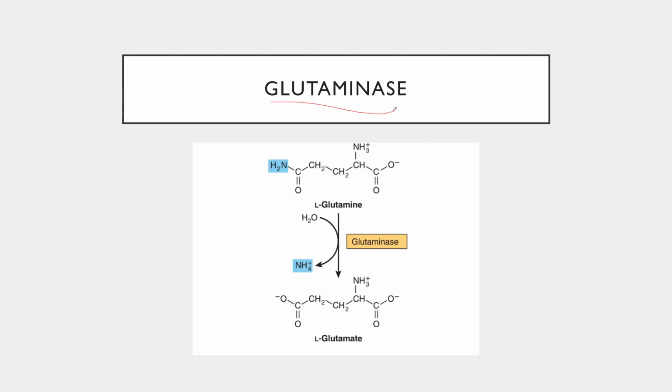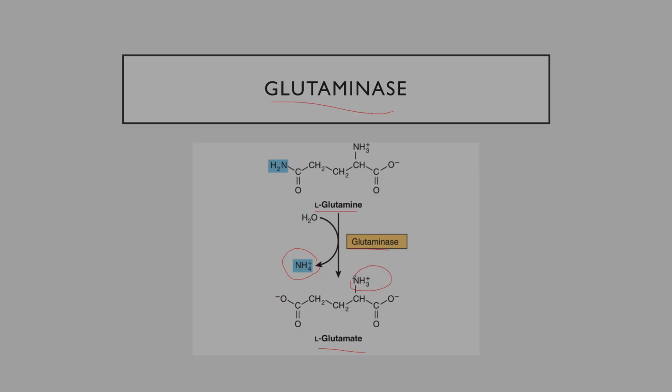The final key enzyme is glutaminase. And glutaminase is primarily active in the liver and responsible for the deamination of glutamine. So the glutamine that we just synthesized in peripheral tissues can come into the liver and be deaminated through a reaction catalyzed by glutaminase. This free ammonium can enter into the urea cycle, and the remaining glutamate compound can undergo a reaction with glutamate dehydrogenase to release our final nitrogen.